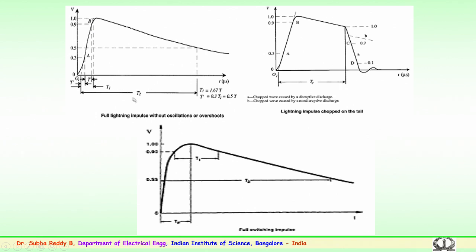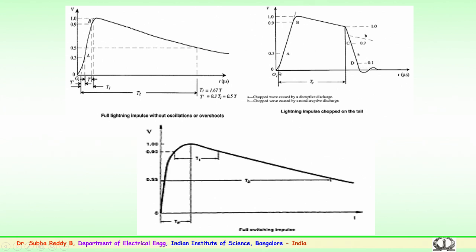The time to tail is taken at 50% of the total magnitude. So, that is a typical lightning impulse or lightning surge waveform which is used for the application to various components, to check their performance in the laboratory before they are used in the transmission system. Similarly, you have a lightning impulse chopped.